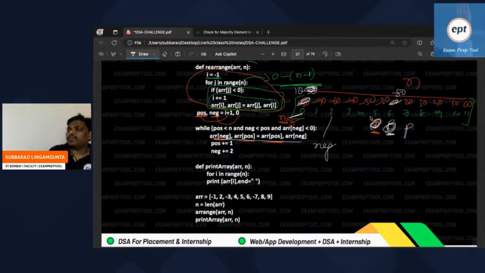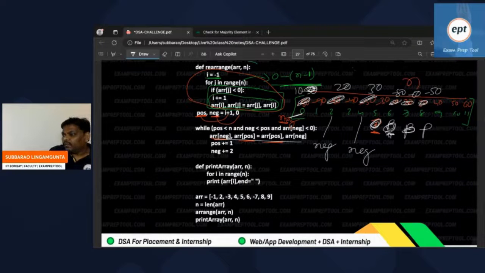Afterwards, again swap. So it is going to be 20 and -60. Again the same story: negative will increment by 2, positive will increment by 1. Swap it. It is 30 and -50. As usual, negative increments by 2 and positive increments by 1. Swap it.